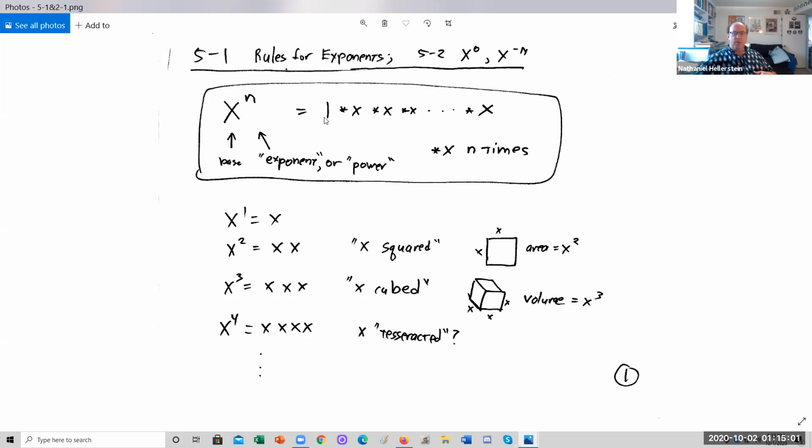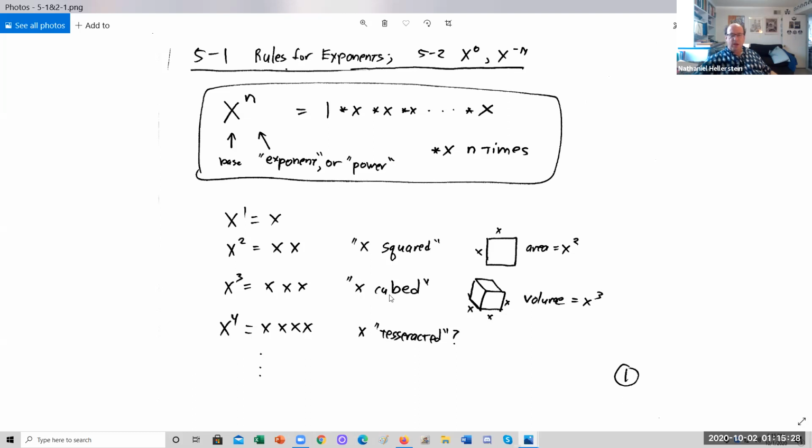It equals, well, you start with 1 and you multiply by x n times. 1 times x times x times x, n times. So for example, x to the first power is just x. X to a second power is x times x. It's also called x squared because if you have a square with side x, the area equals x times x, therefore x squared. X to the third power is x times x times x.